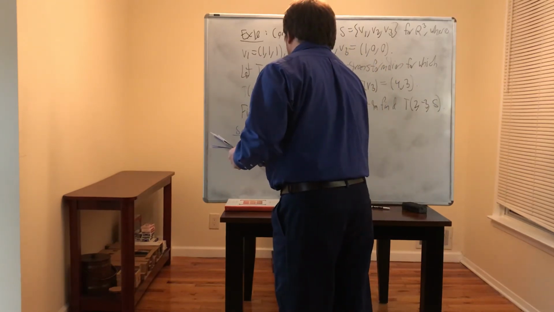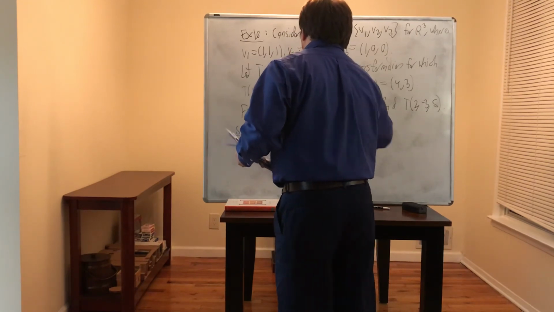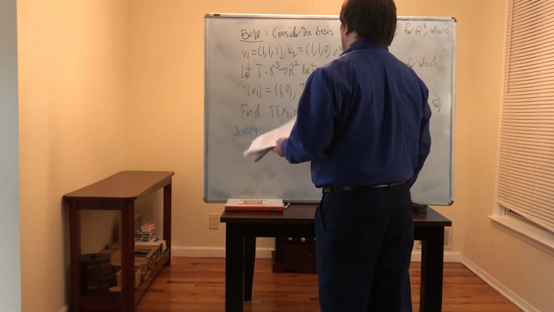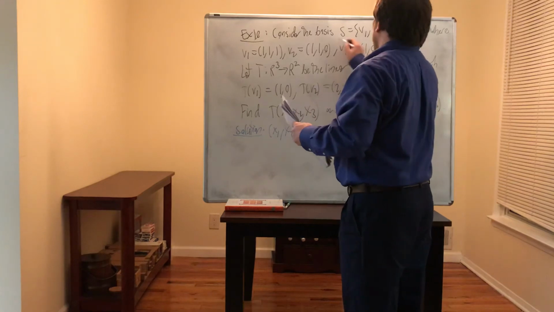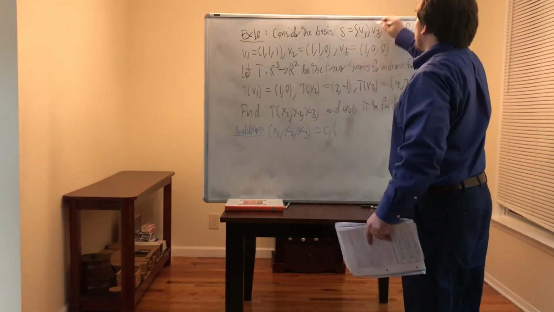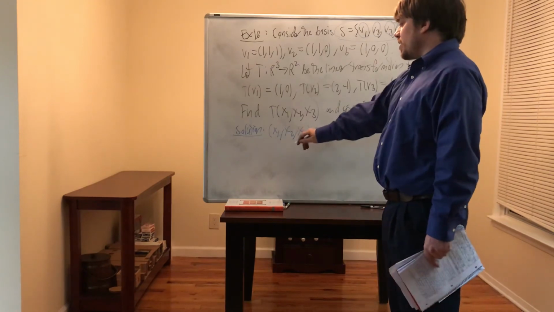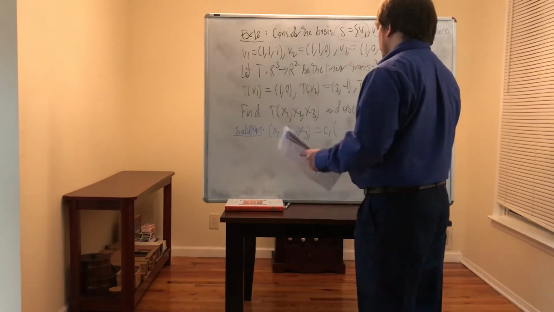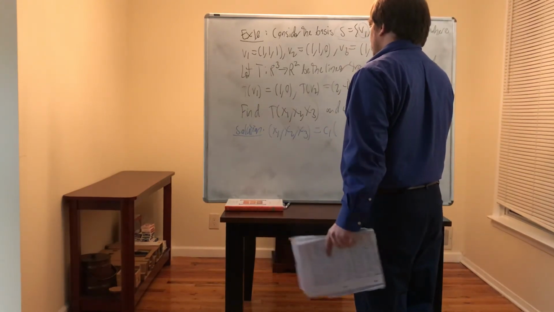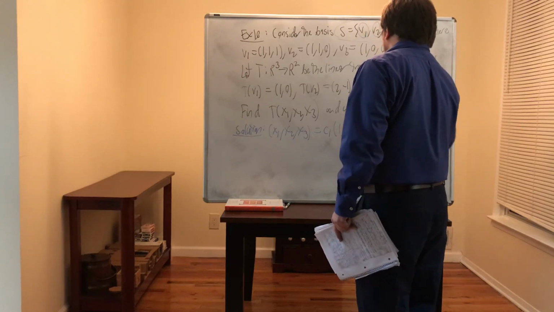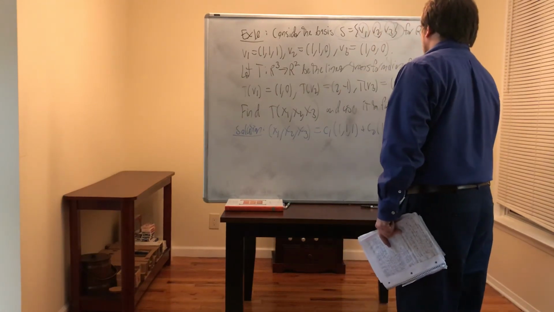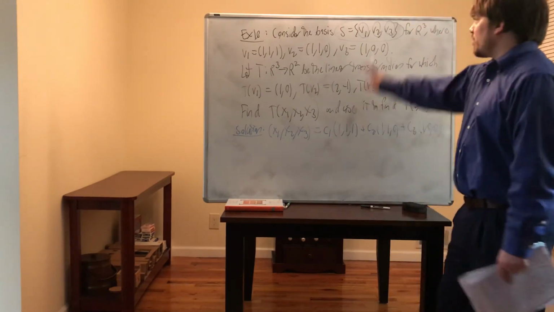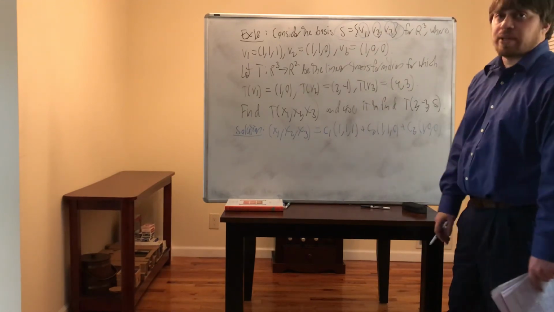So first off, let's talk about the vector x1, x2, x3, which we're going to input into T. Let's write it as a linear combination of the vectors in basis S. Here's our basis S for R3, consisting of the vectors v1, v2, and v3. So we express this vector x1, x2, x3 as c1 times 1, 1, 1, plus c2 times 1, 1, 0, plus c3 times 1, 0, 0. Now I'm writing this vector as a linear combination of the basis vectors in basis S for R3.